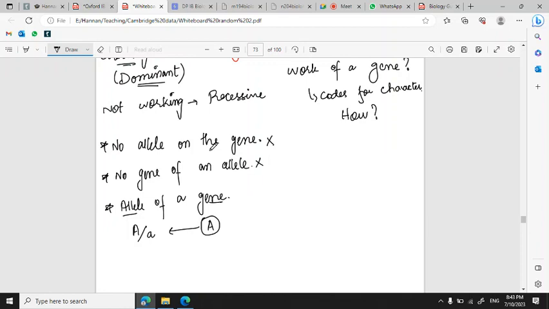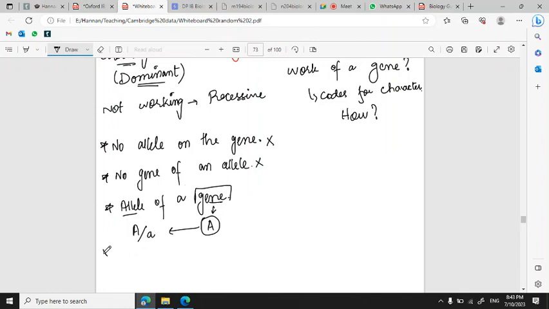The gene would always be a single term. For a single character A, the gene would always be single. Its alternate forms would be called alleles. So allele on the gene is the wrong statement. Gene of an allele is also a wrong statement. Alleles of a gene is the right statement.